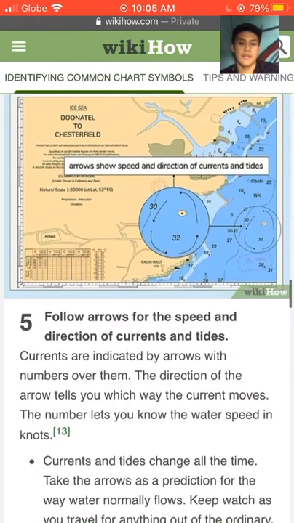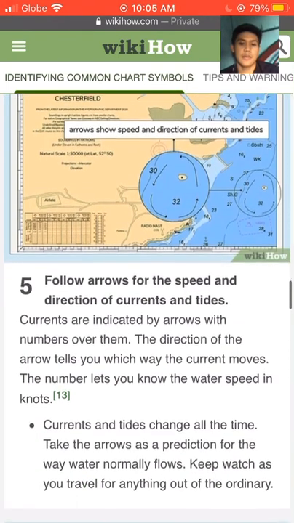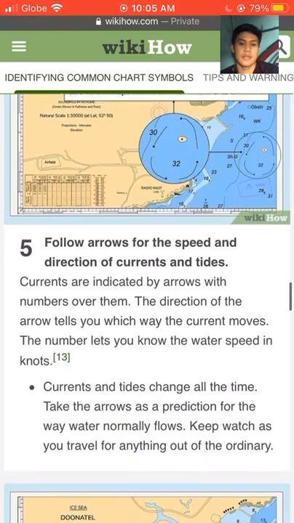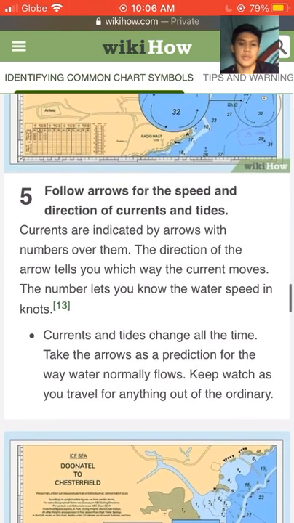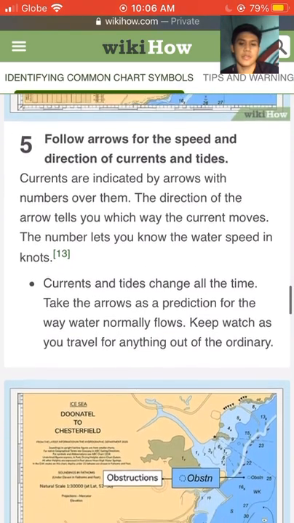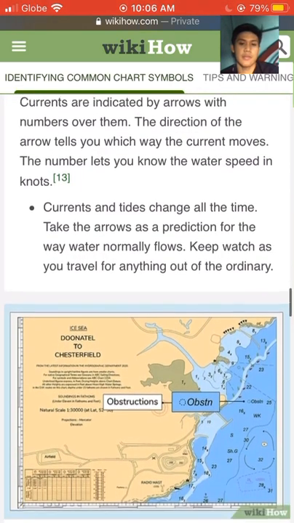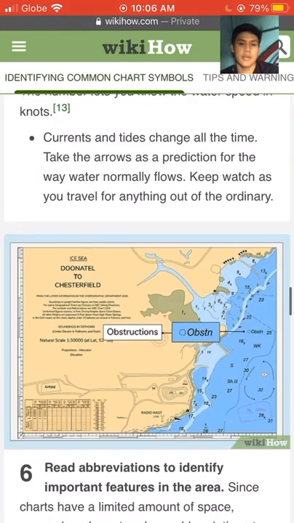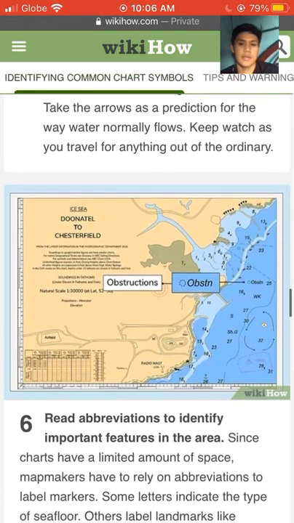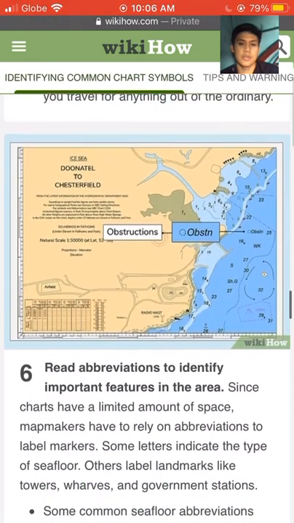Number 5. Follow arrows for the speed and direction of currents and tides. Currents are indicated by arrows with numbers over them. The direction of the arrow tells you which way the current moves. The number lets you know the water speed in knots. Take the arrows as a prediction.